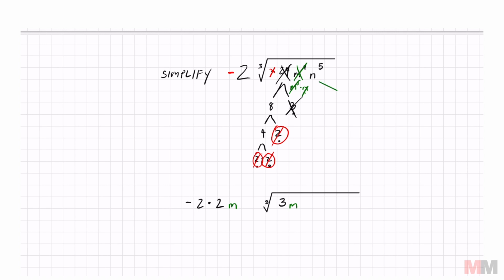N to the 5th, how many groups of 3 can fit in there? And you can probably start doing this in your head. You can imagine that there's n to the 3rd here times n squared. And this one I can take out because it's a group of 3. So I can write an n on the outside, and I have n squared left in the inside. We just got to simplify one more thing right here, which is negative 2 times 2. So the final answer is negative 4m times n times the cube root of 3mn squared.